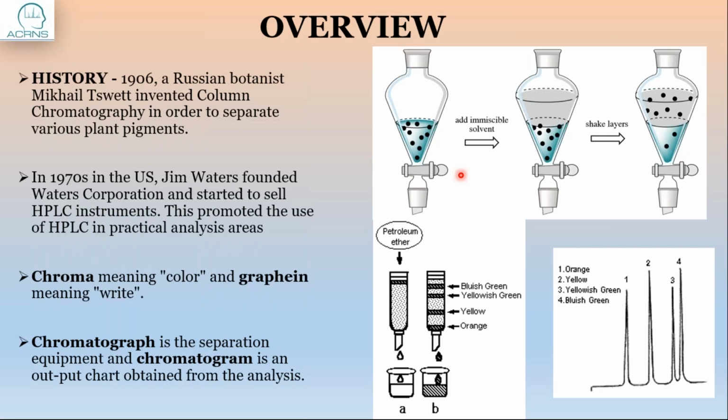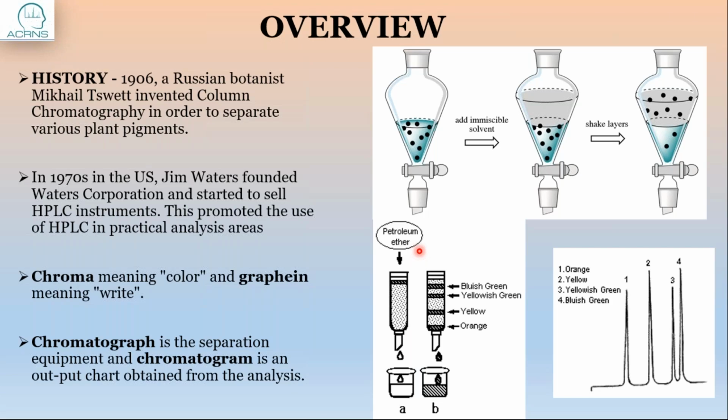Further, in the early 1900s, the Russian botanist Mikhail Tswett invented column chromatography in order to separate various plant pigments. In this particular technique, as we see here, a glass column is packed with particles, which act as a stationary phase, and petroleum ether was flowed through this column. Petroleum ether acts here as a mobile phase.